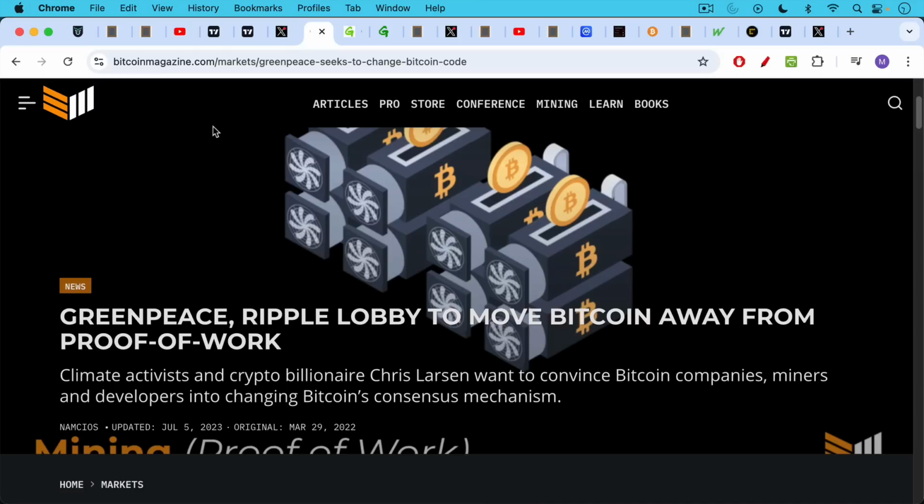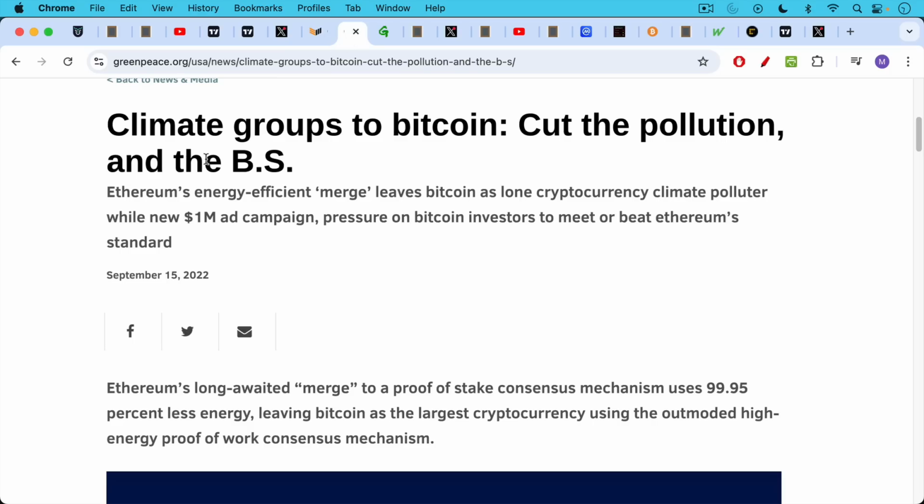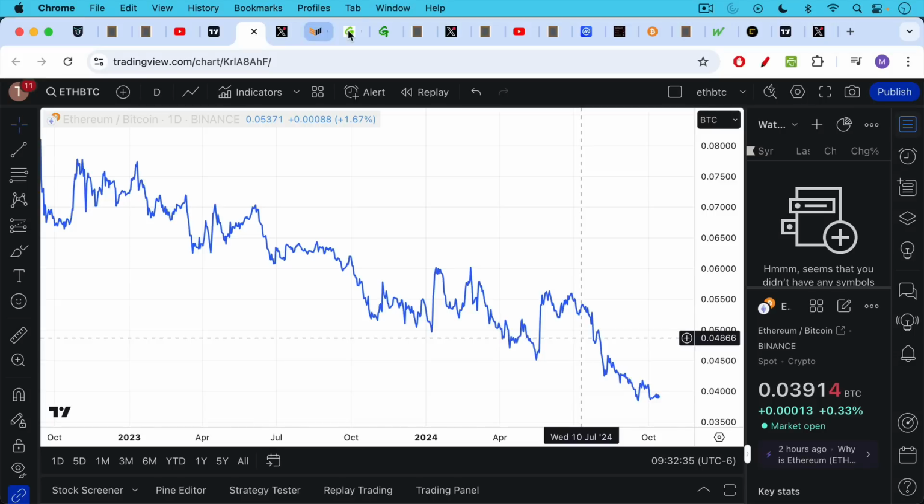Now, there have been a lot of responses to this move to proof of stake by Ethereum. For example, Greenpeace loved it, and Ripple, which is the issuer of XRP, loved it as well, and they teamed up. Chris Larsen of Ripple gave Greenpeace something like $5 million to lobby the Bitcoin community to move away from proof of work to proof of stake. Here's the announcement from Greenpeace. "Ethereum's long-awaited merge to a proof of stake consensus mechanism uses 99.95% less energy." That's really working out well for them, obviously.